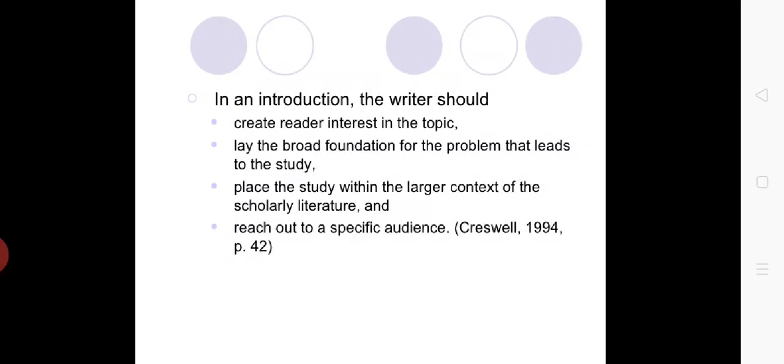In an introduction, what you need to do is, the writer should create reader interest in the topic. So the major important point that should be in your mind as a researcher when you are writing the introduction of your research proposal is that you need to create interest in the topic. Lay the broad foundation for the problem that leads to the study. Place the study within the larger context of the scholarly literature and reach out to a specific audience.